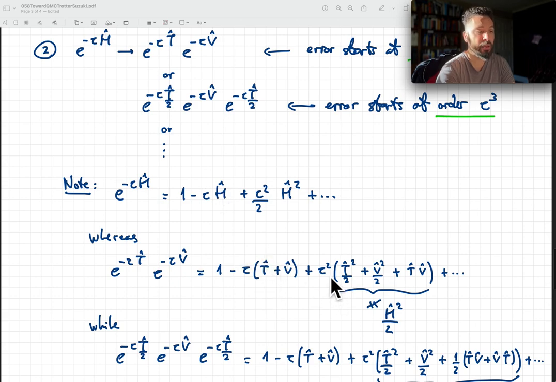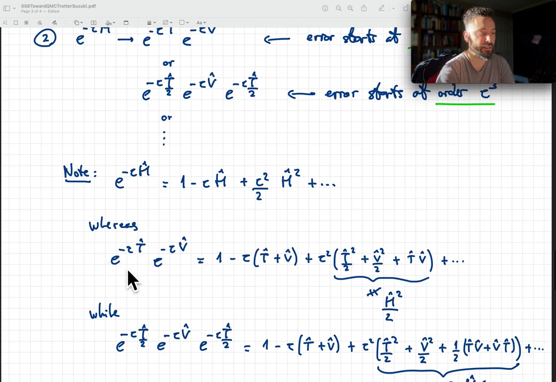So far so good. But then when we go to the next order, tau squared, we find that all the T's are always going to be to the left of the V's. And so this is not equal to H squared over 2. So H squared over 2 will have TV and VT. But there's no hope to have T to the right of V in this expression. All the T's will appear to the left of V. And so that's why we're making already a mistake at order tau squared, because of this operator that is incorrect. These two are correct, but this one is not.